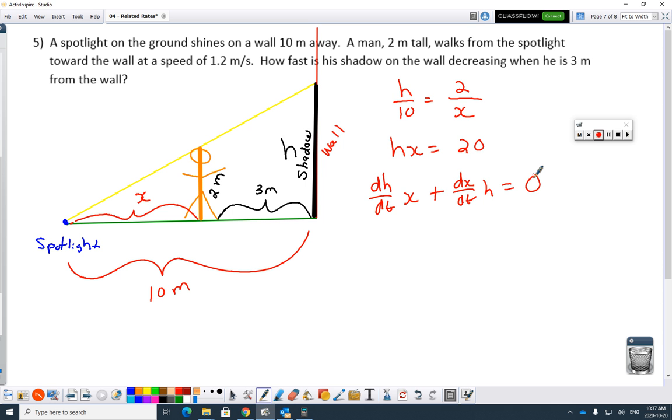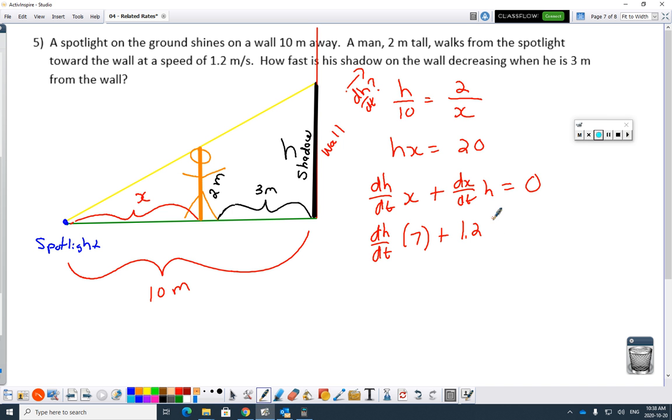Okay, so what am I trying to calculate here? How fast is the shadow on the wall decreasing? That's dH/dt. That's what I'm trying to calculate, dH/dt. So when I don't have dH/dt, I don't panic. I do need x. And what is x at this specific time now that I'm trying to talk about? How long is this? 7. Yeah, a little bit of work there. That's what I was talking about. Sometimes you got to do a little thinking before you do your subbing. It's only a 7 there. dx/dt is how fast he's walking.